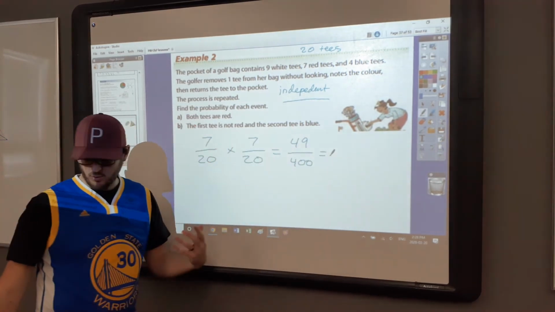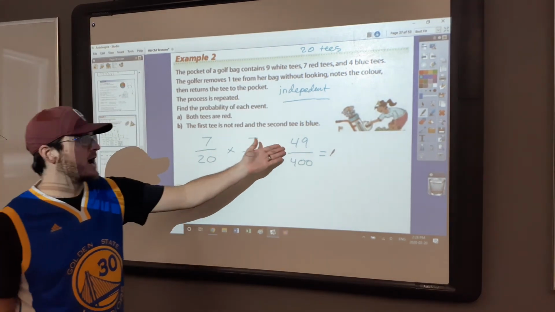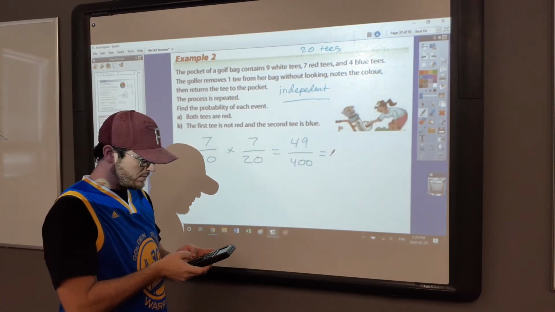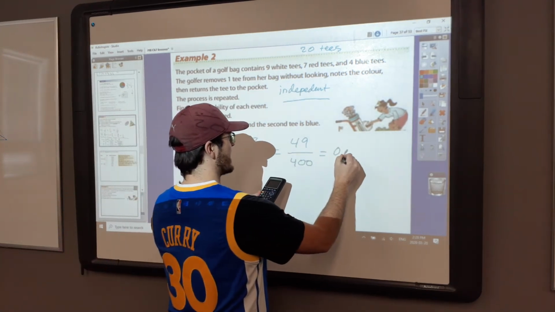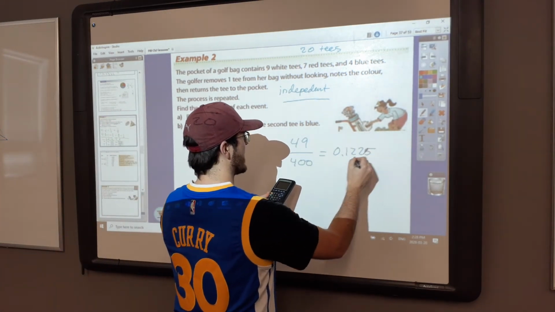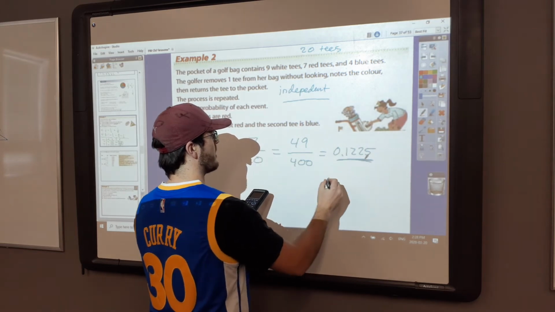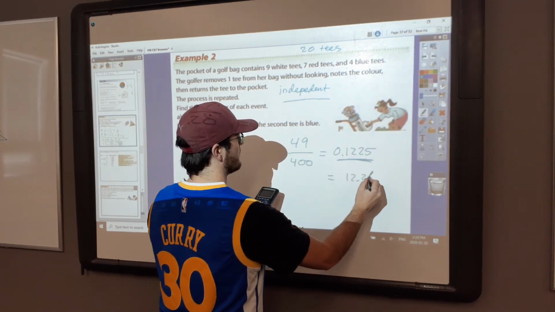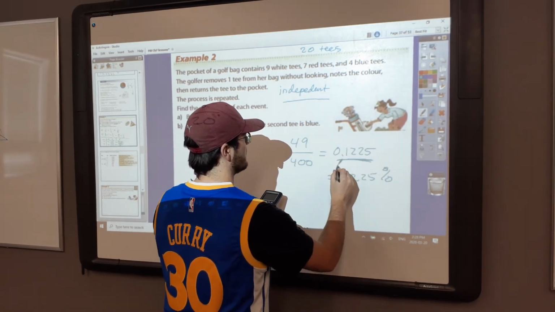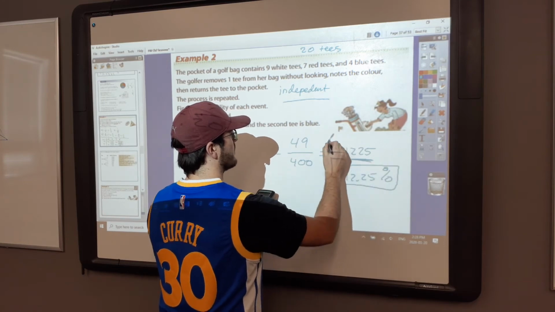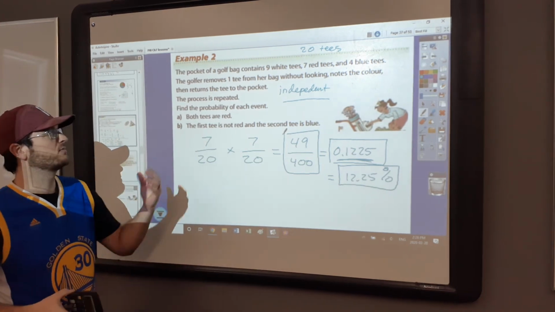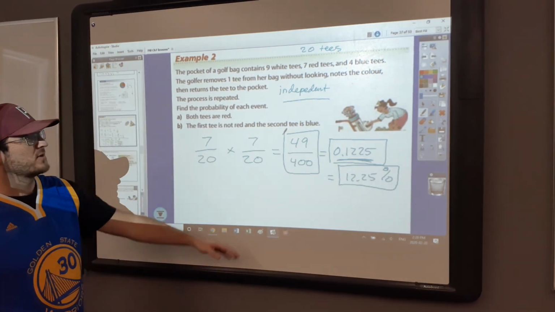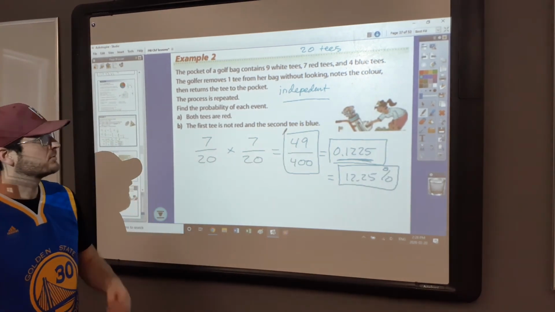Now again, with probabilities, you can report them as a fraction. You could just leave it like that, but you could also do 49 out of 400, which would give you the decimal form. So probabilities can be given as decimals as well, which is 12.25 as a percent. Often we see probabilities given as percents as well. If it doesn't say, you can just do whichever one makes the most sense. I typically just have you leave it as a fraction.